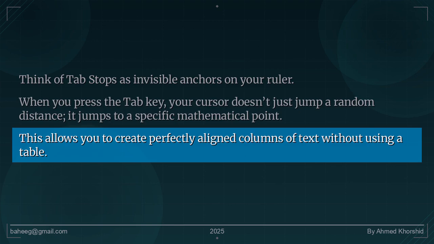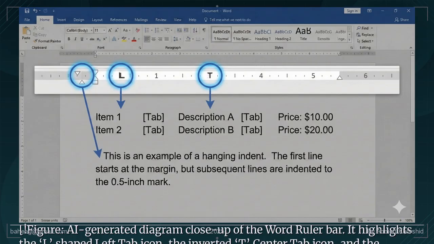This allows you to create perfectly aligned columns of text without using a table. Figure, AI-generated diagram close-up of the Word ruler bar. It highlights the L-shaped left tab icon, the inverted T-center tab icon, and the hanging indent markers. Arrows point from the ruler markers down to a text list that is perfectly aligned beneath them.